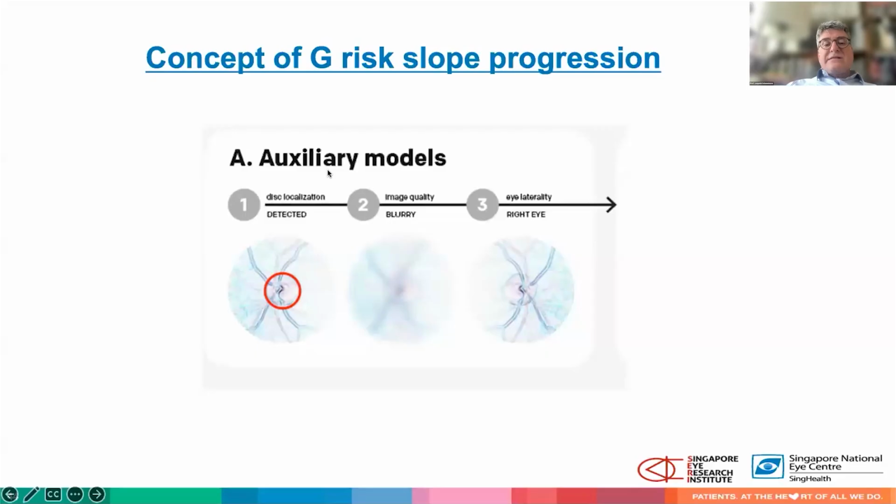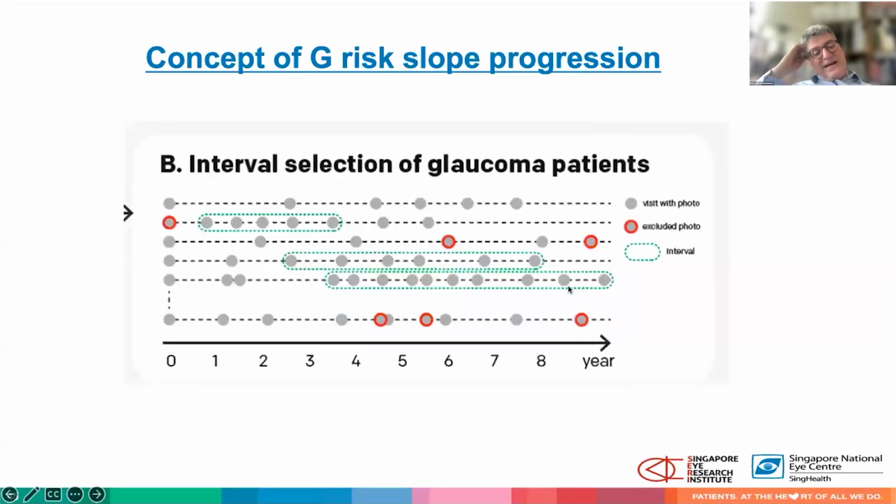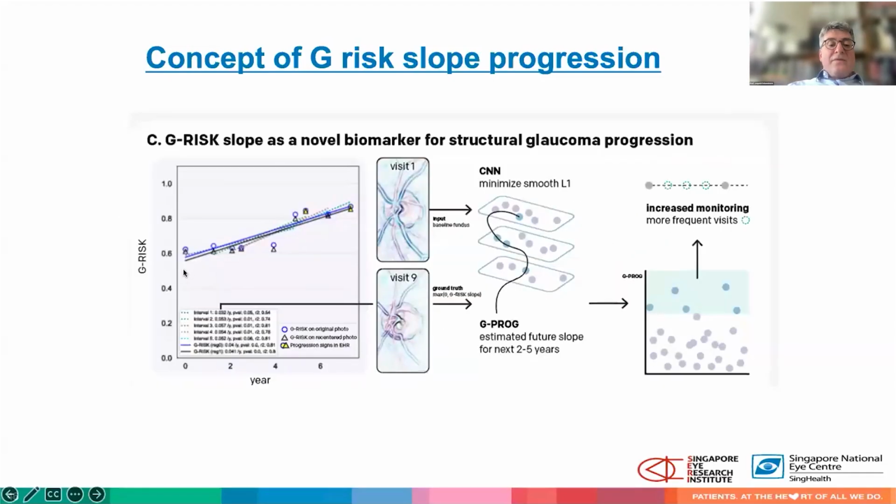Now, we started with several auxiliary models. In these fundus images, we automatically detected the disc location. We automatically estimated the image quality and the eye laterality. And then we only included patients that had at least 5 good images in a row in a certain interval, and these were included. And then we defined this G-risk slope as a novel biomarker for structural glaucoma progression. So this is the G-risk, and if here the slope was significant, we called this a progressor.